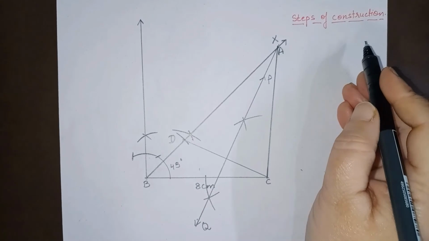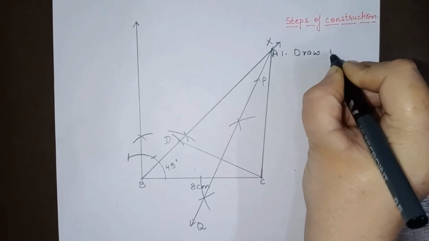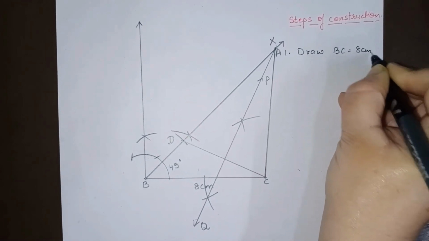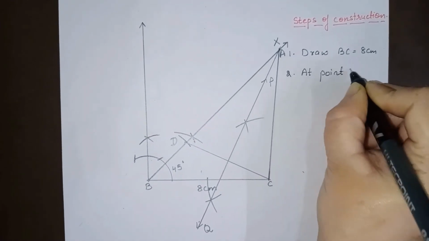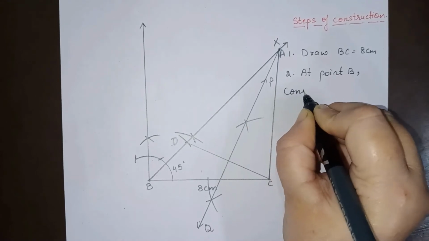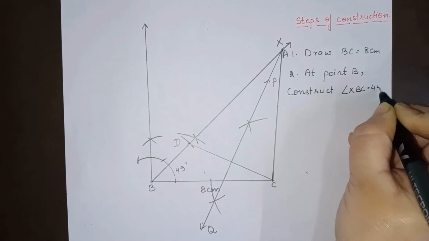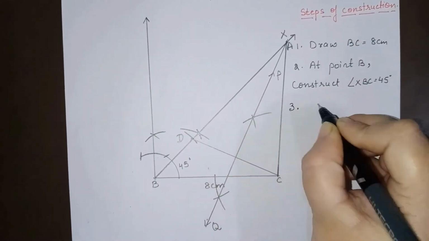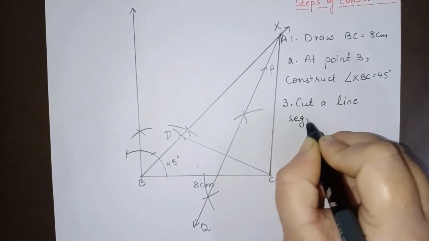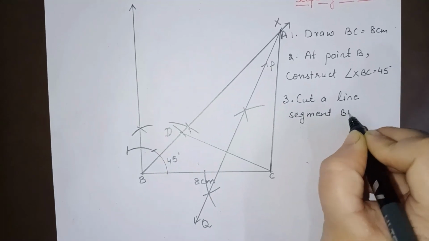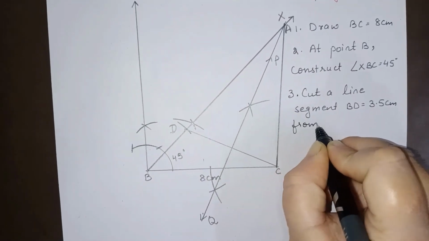So let us write the steps of construction. Our first step is draw BC equals to 8 centimeter. Second step will be at point B, construct angle XBC equals to 45 degree. Third will be cut a line segment BD equals to 3.5 centimeter from ray BX.